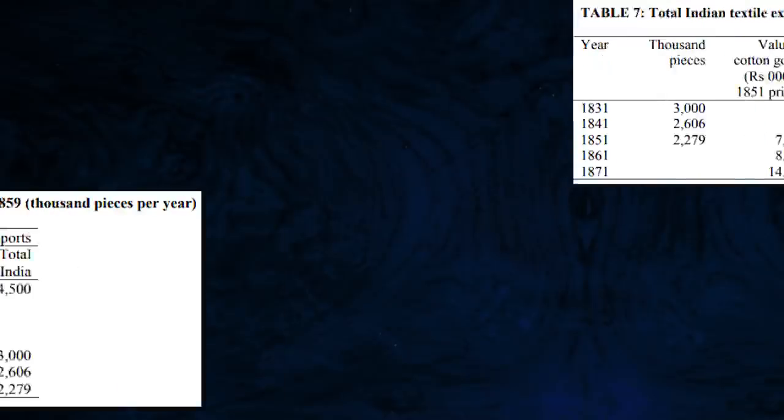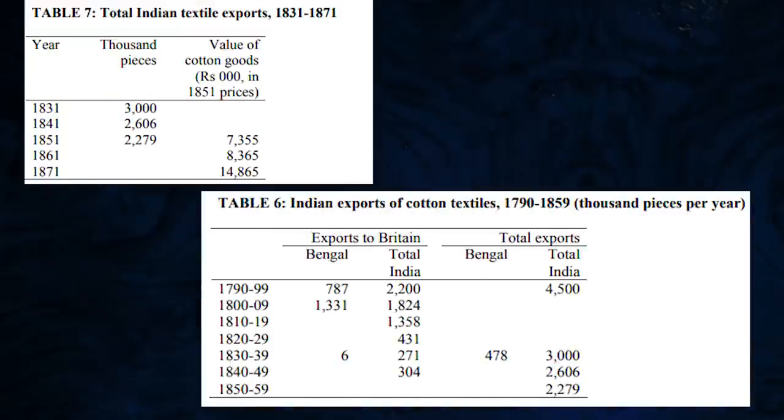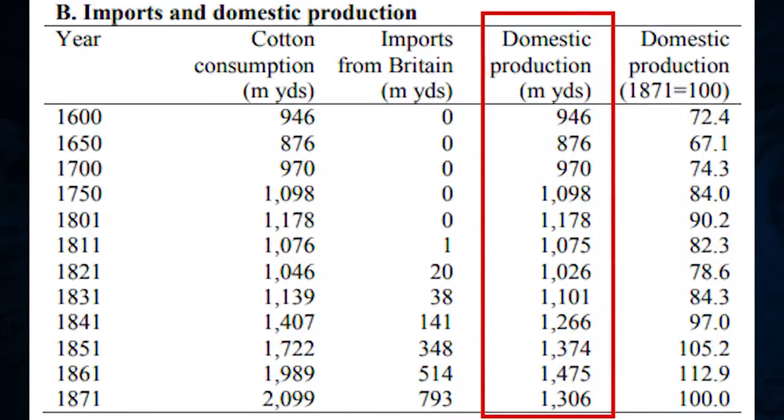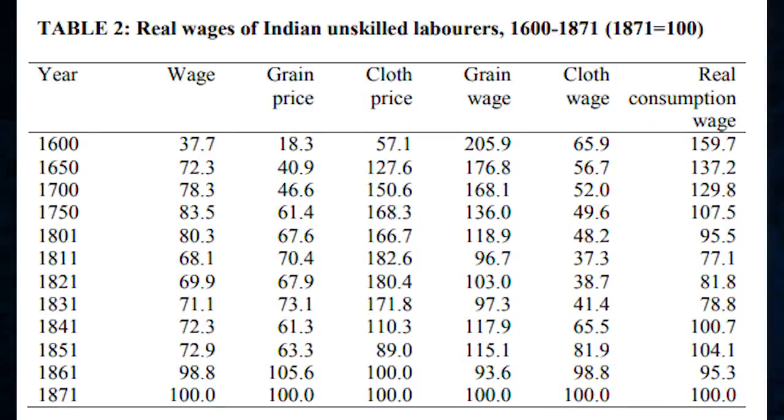And what is true is that exports of Indian textiles went down, and imports of textiles from Britain were also increasing during this period. And all these clothes were going to the Indian population, and the price of clothes in India collapsed. By 1871, the cost of any given item of clothing was less than half of what it was in 1750.